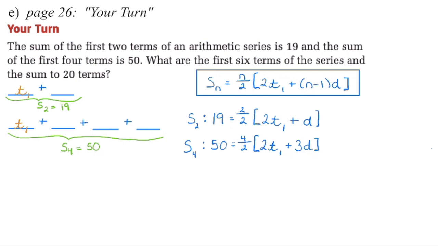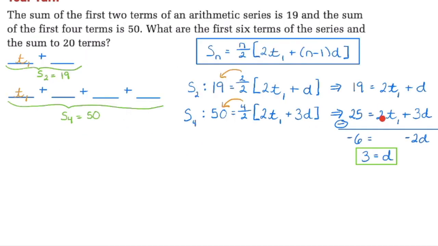So now let's go ahead and simplify this. 2 divided by 2 is 1, 4 divided by 2 is 2. So what we're going to do, instead of multiplying this in, we're actually going to divide this out. So we're going to go 19 divided by 1, which is 19. We're going to go 50 divided by 2, which is just 25, and we can simplify each of those down to get a system that we can now solve.